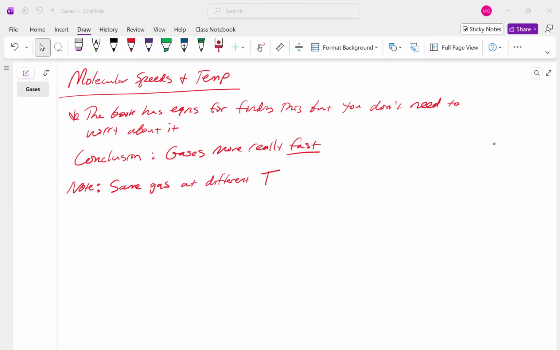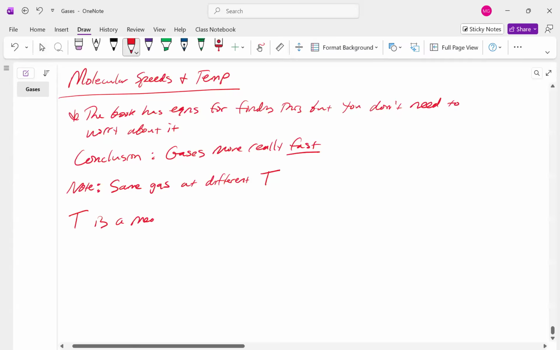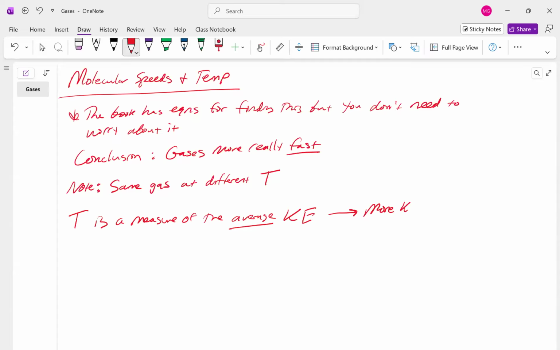Sorry about that. If you compare a gas at low temperatures versus high, what would you expect their relative speeds to be? I mean, what are you doing when you increase the temperature of something? You're giving it energy. And so if it has more energy, at higher temperatures, it's going to move faster, because temperature is a measure of the average kinetic energy. So the more kinetic energy something has, the faster it's going to move.